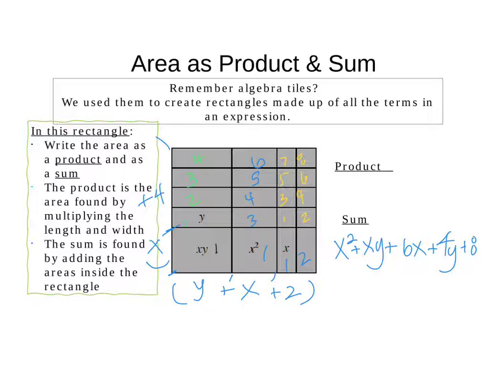So, our product is x plus 4 times y plus x plus 2. And really all we've done is just identify the pieces of this rectangle.